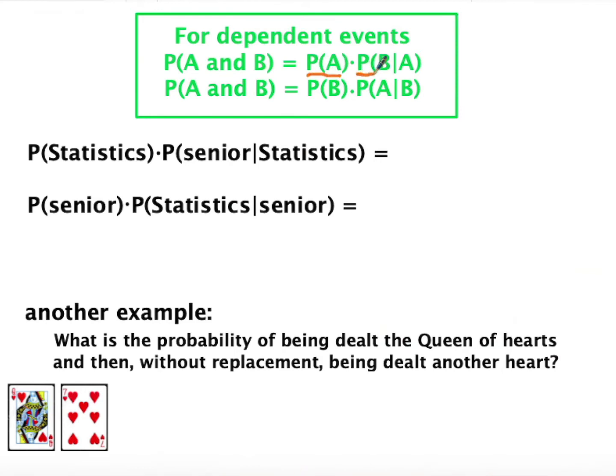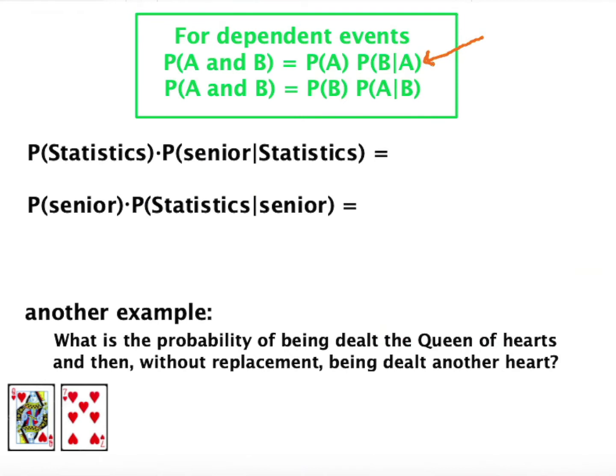We would take the probability of A times the probability of B, but this notation means we'd have to consider that A already happened. Same thing, we could do it in the other order instead. We could take the probability of B times the probability of A, but in that case we'd want to consider the probability of A given that B has already happened, because remember, the outcome of one is going to affect the probability of the other.